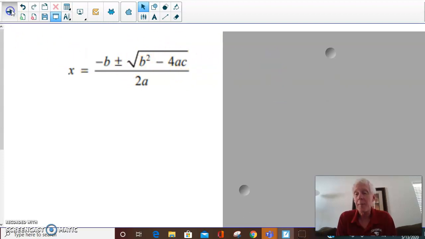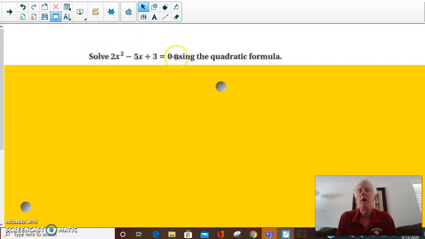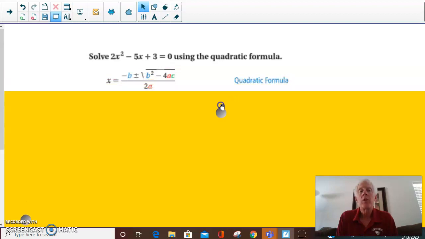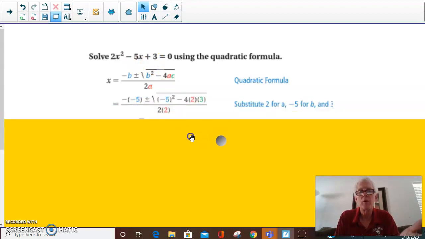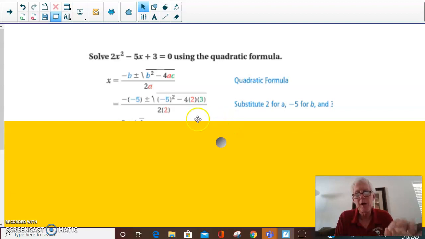So here's a quick example of how it works. There is a quadratic equation, not factorable at all. So we're going to plug in, there's the quadratic formula. We're going to plug in the a, b, and c values. A is 2, b is negative 5, c is 3. You plug those in, and you get this. This is one of those things, you've got to write them out.